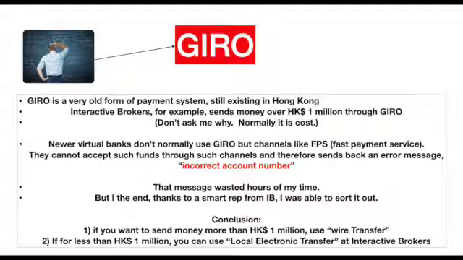But some of the newer ones, like the virtual banks, don't use it. So if Interactive Brokers tries to send money through that method, the virtual bank would say it's the wrong or incorrect account number. That's because they couldn't really recognize it, and they have to come up with an excuse and say, hey, this is the incorrect account number. And that obviously is wrong.